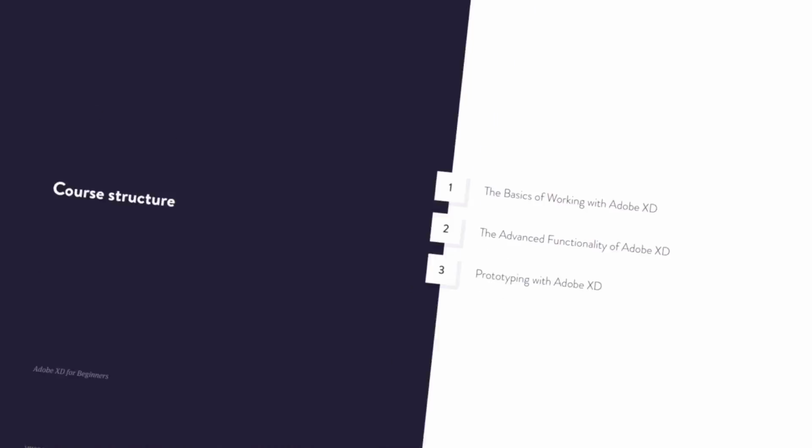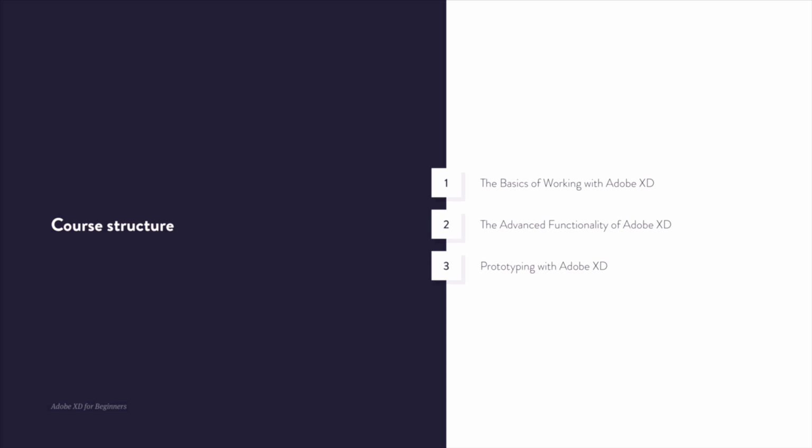So to cover all of this, we're going to take it step by step and structure this course in 3 chapters. The first one is all about the basics. Here you'll learn how to work with artboards, shapes, text, and images. In the second chapter, we'll explore some of XD's more advanced features like components, responsive layouts, and plugins.